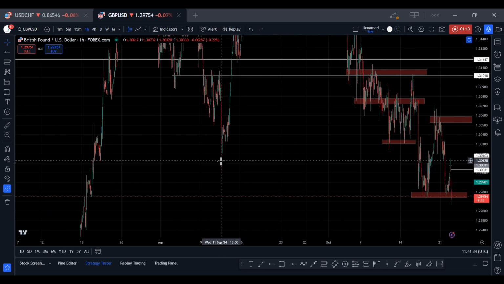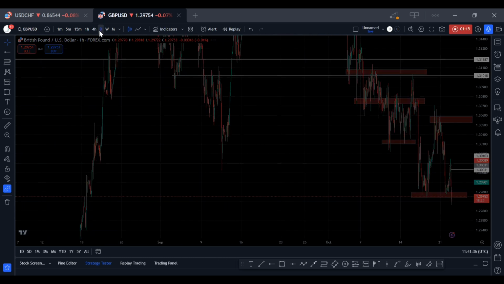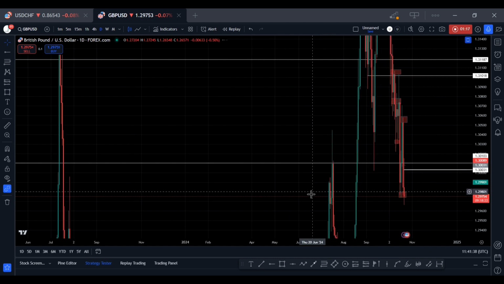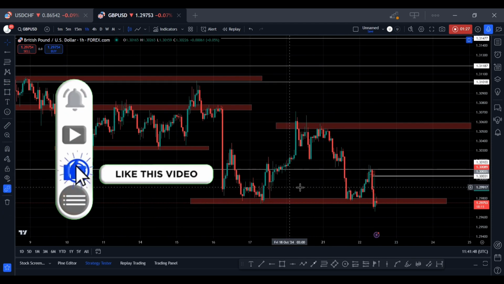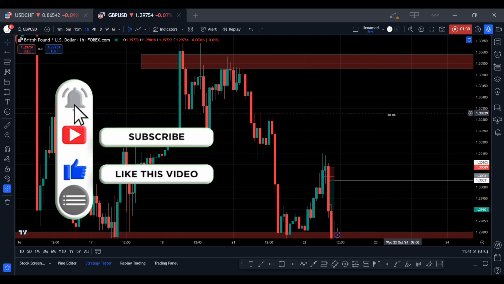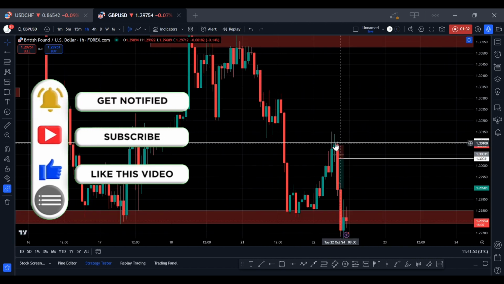Look at it. There's a key level right here, and even if you go on a daily time frame, you still find a very key level. This level has been respected once, twice, and it's likely to get respected once again. And now price is approaching it. I saw that the price is approaching it.